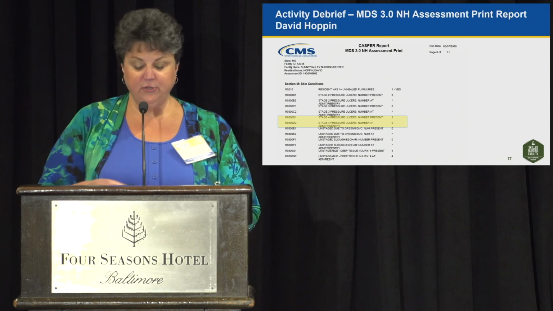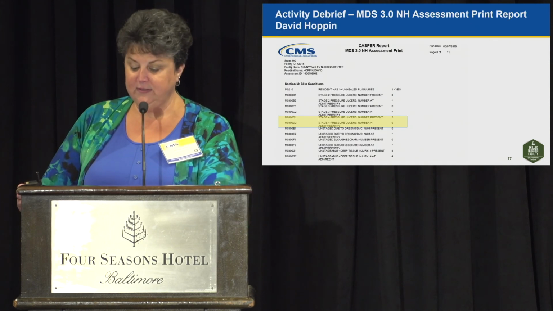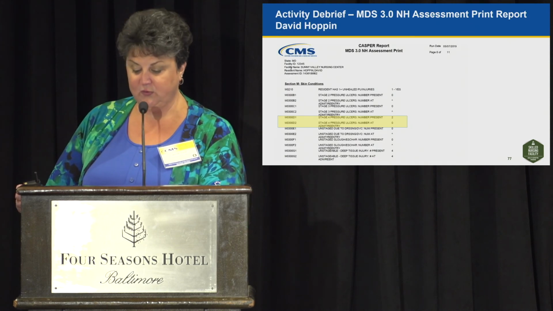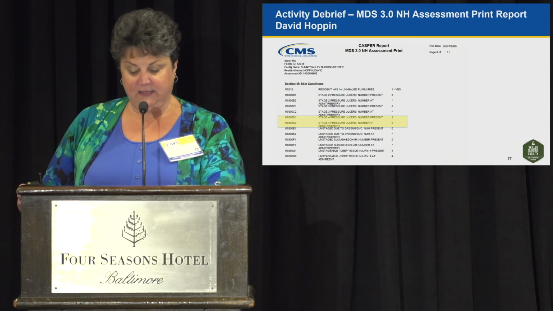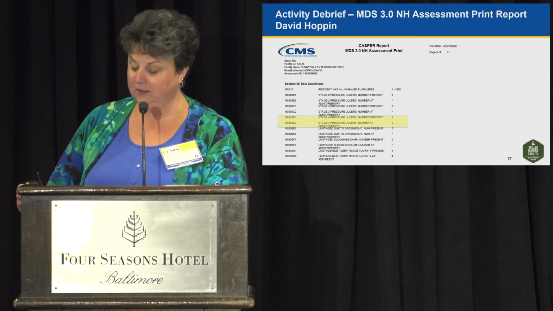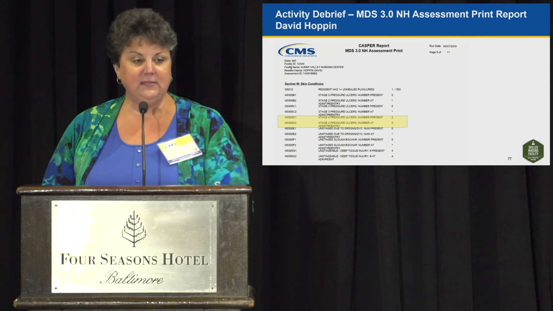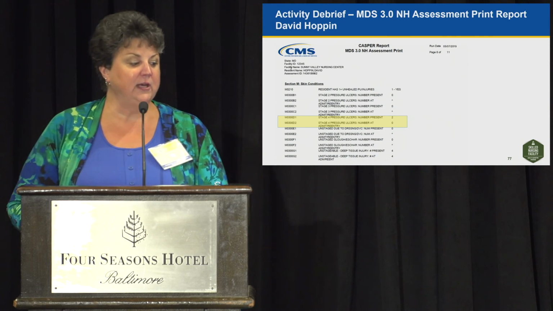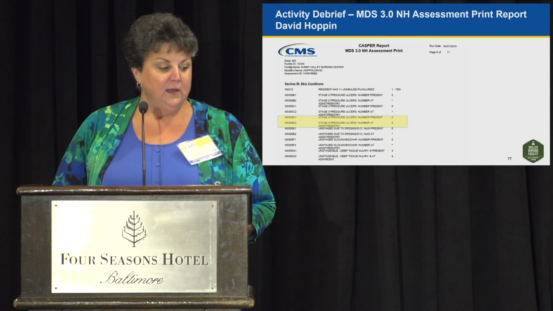Next, you can use your MDS assessment print to summarize the findings for each resident. The data elements that triggered the measure are highlighted in yellow on this slide. So you can see Mr. Hoppin's information here. He had 2 stage 4s.